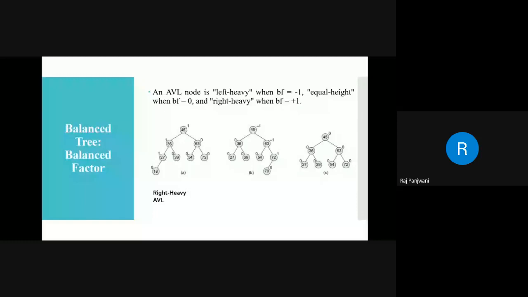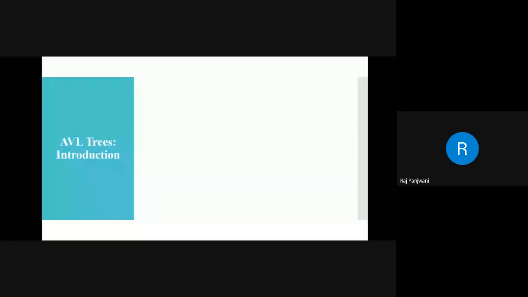When your root node has -1, it is a left heavy AVL tree. When the root node has value 1, it is said to be a right heavy AVL tree. And when you have a balanced tree, then the root node has 0 as its balance factor. Now we are talking about these balance factors and AVL trees being left heavy and right heavy.